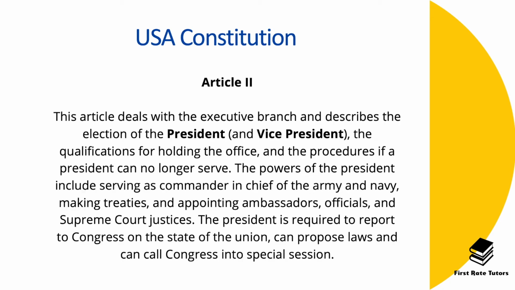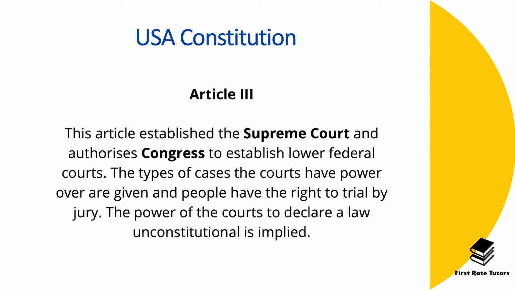Now, Article 2 deals with the executive branch and describes the election of the president as well as the vice president, the qualifications for holding this office, and the procedures if a president can no longer serve. The powers of the president include serving as commander-in-chief of the Army and Navy, making treaties, appointing ambassadors, officials, and Supreme Court justices. The president is required to report to Congress in the State of the Union. He or she can propose laws, and can also call Congress into special session.